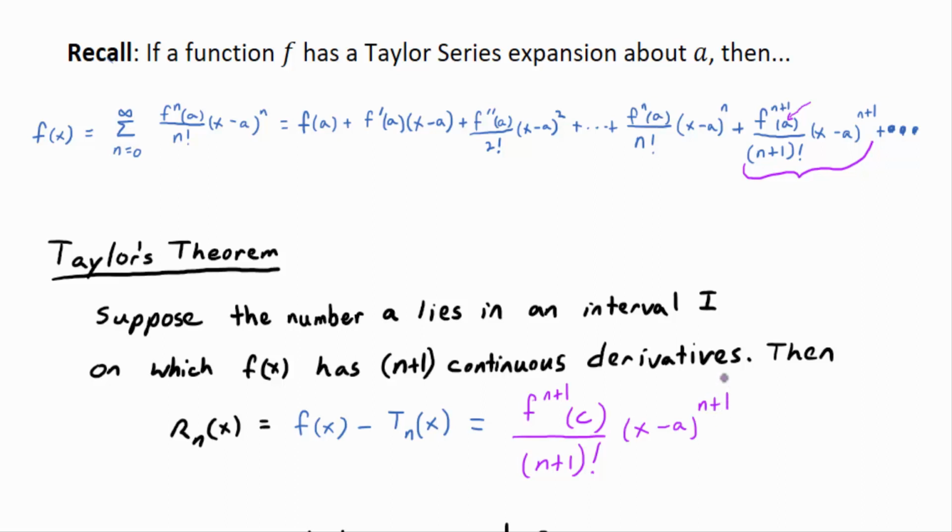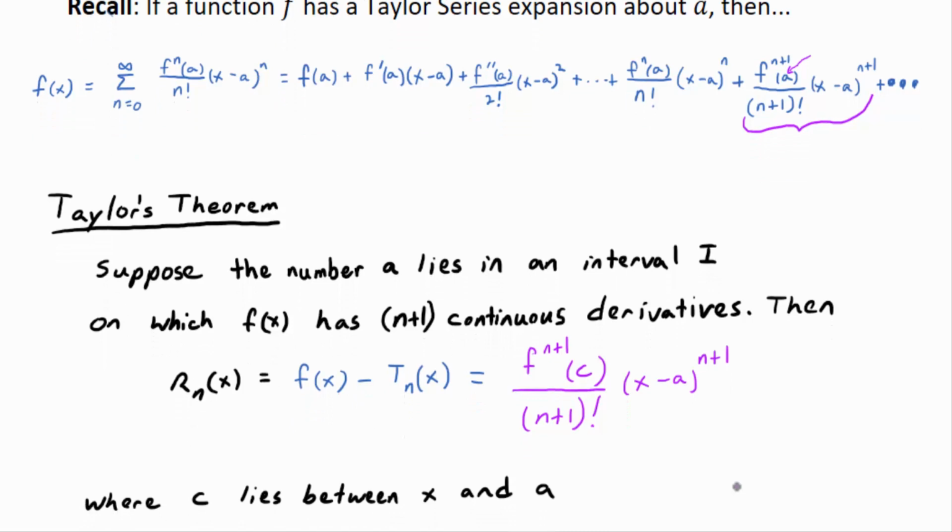That's the remainder when you take the nth degree polynomial and subtract it from f of x, which is the sum to infinity, right? Assuming it exists. Oh, by the way, so what is c? Well, c is some number that lies between x and a. It's in an interval between x and a.